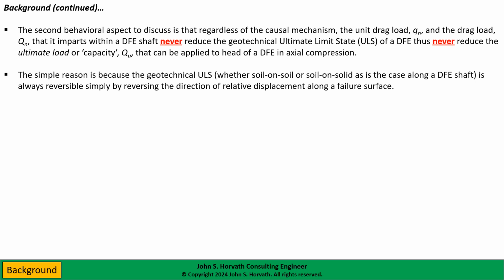The simple reason is because the geotechnical ULS, whether it's soil on soil or soil on solid, as in the case of a DFE shaft, is always reversible simply by reversing the direction of relative displacement along a failure surface. And that's one of the unique things of the behavior of a particulate material like soil, is that you can reverse the failure direction and it's no harm, no foul. You can go fail it in the other direction. Even after it's failed in one direction, you could unfail it, if you will, and then go fail it in the other direction. And you could go back and forth like this indefinitely.